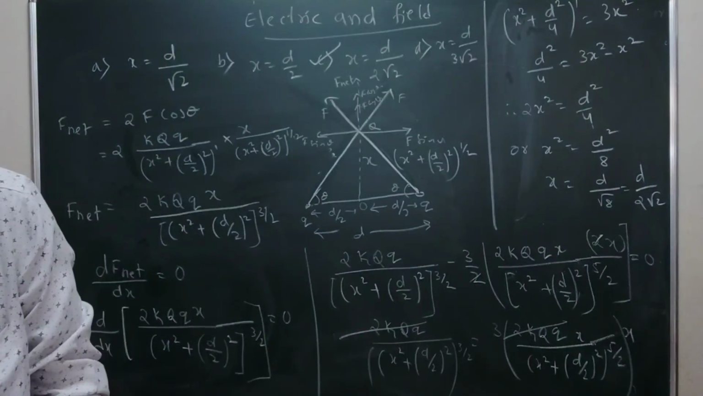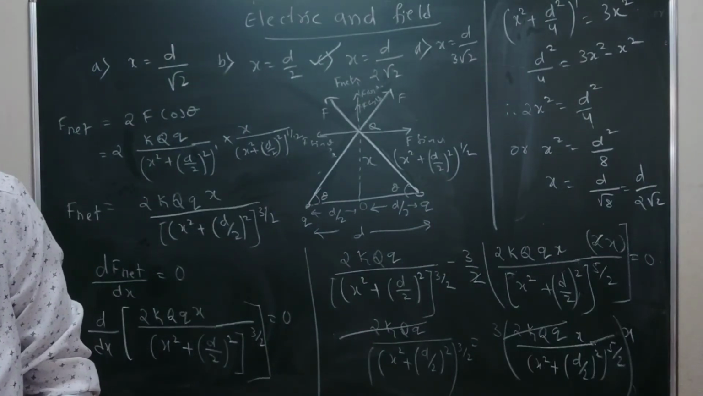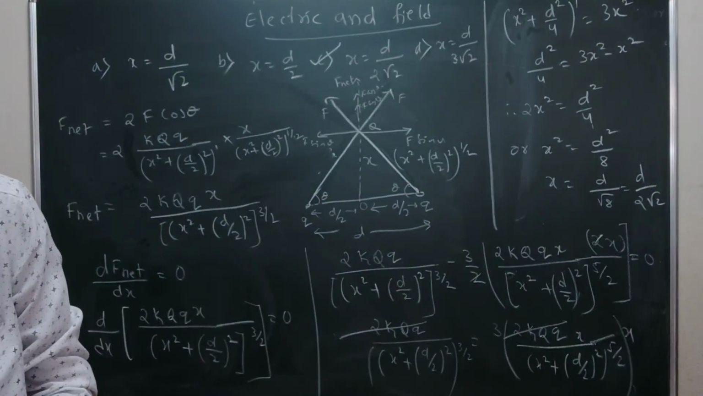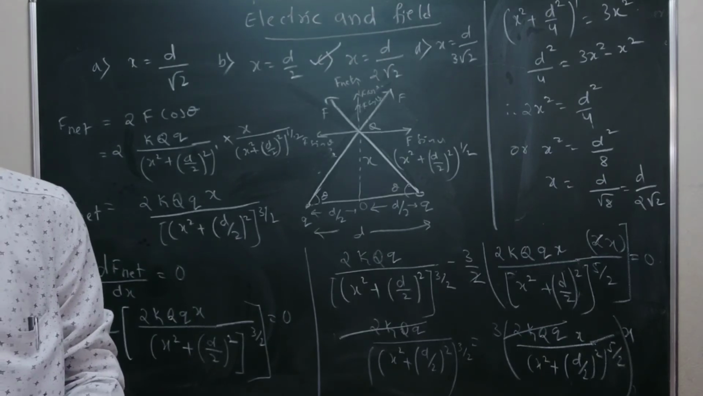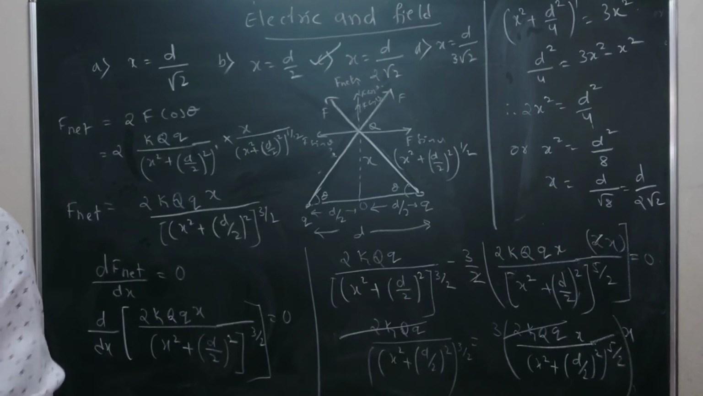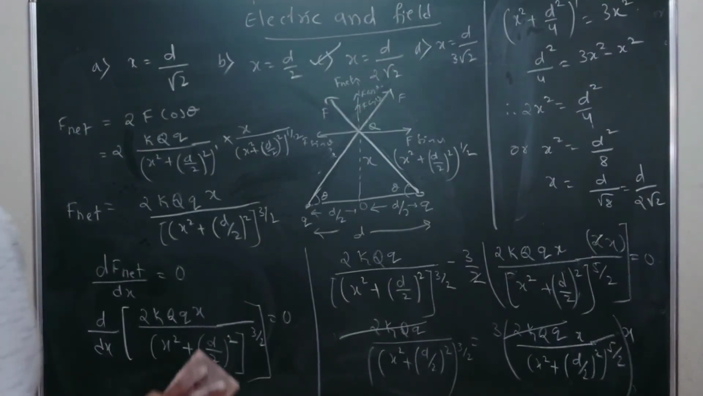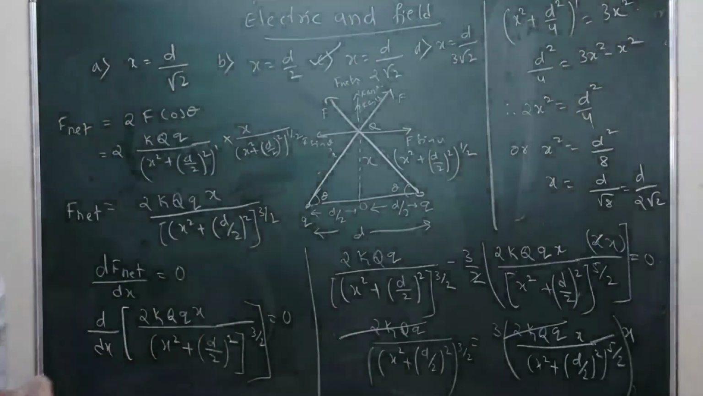If a charge q is placed at the center of the line joining the two equal like charges. Okay, so two equal like charges. I hope you understood this one. So next we can solve it.